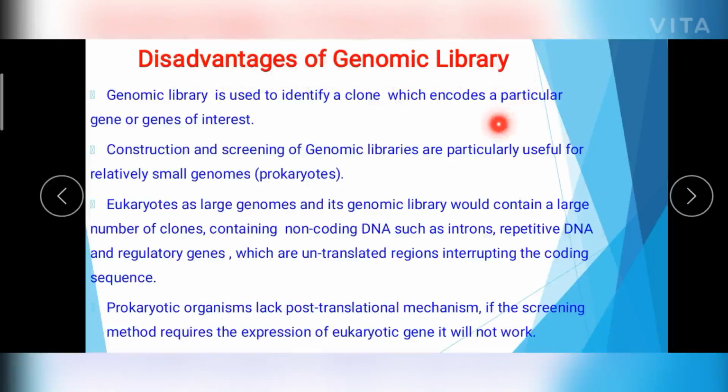Coming to the disadvantages of genomic library. Genomic library is particularly useful for relatively small genomes. Because the size is small, it is easy to construct and screen genomic libraries in the case of prokaryotic organisms. But in eukaryotes, the genome size is large and it contains a large number of clones, and sometimes these clones contain only non-coding sequences, because the size of non-coding DNA is more than that of the coding DNA, and these untranslated regions interrupt the coding sequence. So it is difficult to construct such large genomic libraries. Another limitation is that prokaryotic organisms lack the post-translational mechanism. So if the screening method requires the expression of a eukaryotic gene from the genomic library, it is difficult.